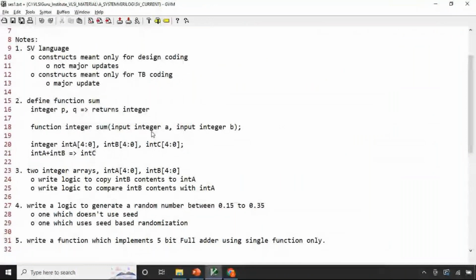It is a very simple question. There can't be a simpler question than what I'm talking about: a simple 5-bit full adder, single function.